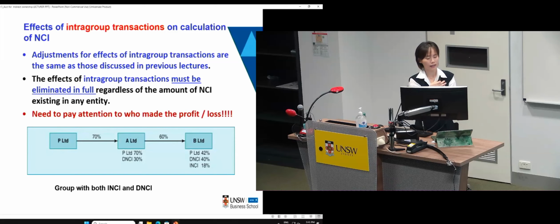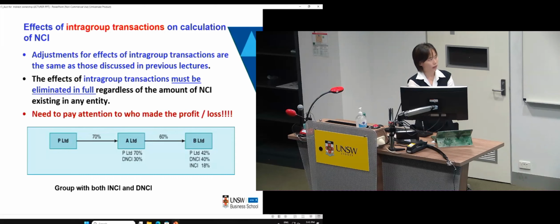But you need to pay attention to who made the profit or loss. So which entity is a seller, right? Which entity is a seller? If it is A Limited, selling an item to either P or B and recording the profit and loss in its accounts, and if this profit and loss remains unrealized, your elimination entry prepared in the worksheet effectively affects the equity of A, right? And therefore, you need to adjust NCI in A.